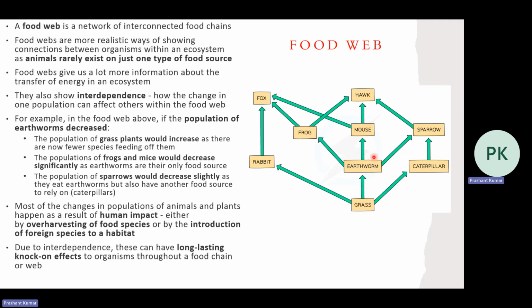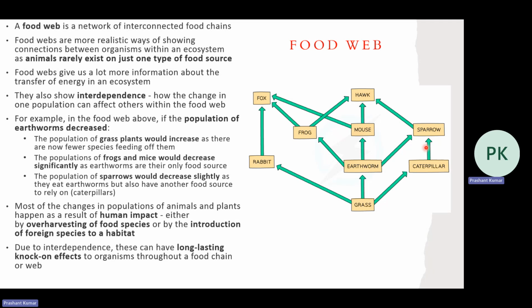Next, what else can happen if earthworm is not there? The population of frogs and mice would decrease because they are not getting food. Their life is not going normally. And the population of sparrow would decline slightly as they eat earthworm, but also caterpillar, so they have an option. So this is how, if any one population is decreasing, it affects the food chain and the food web overall.